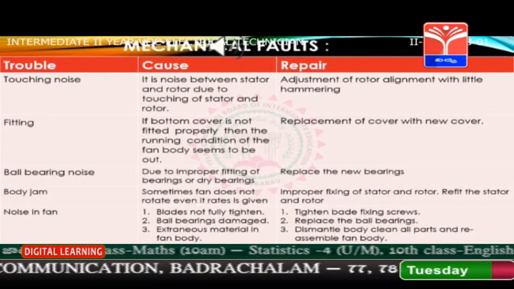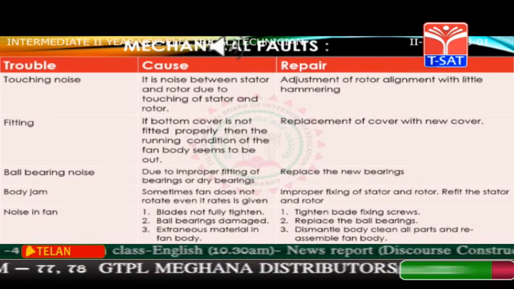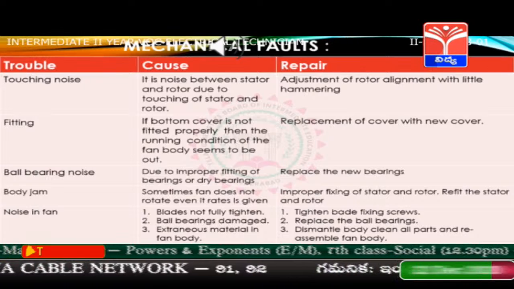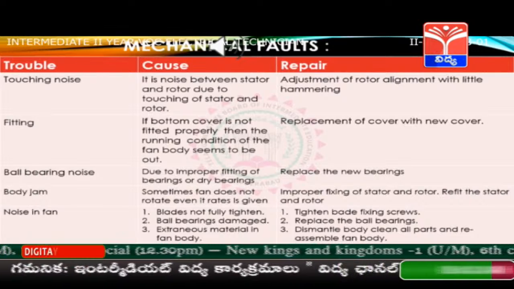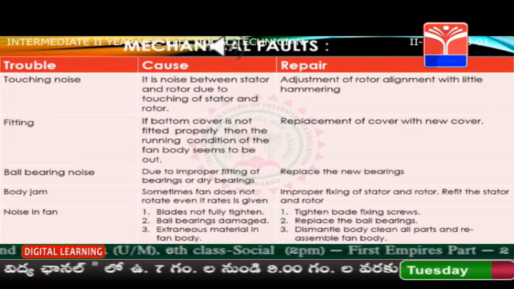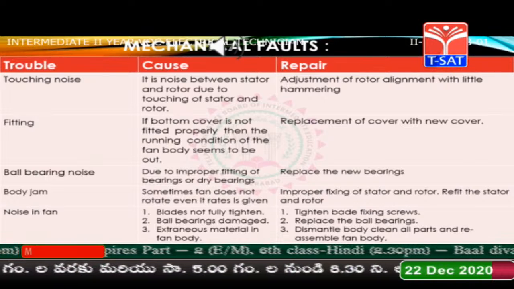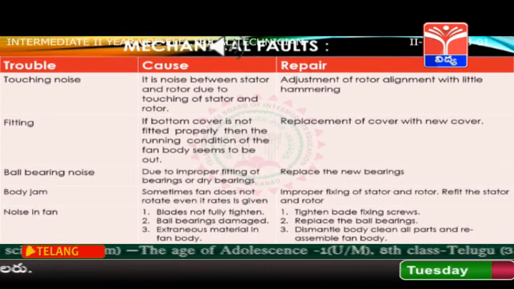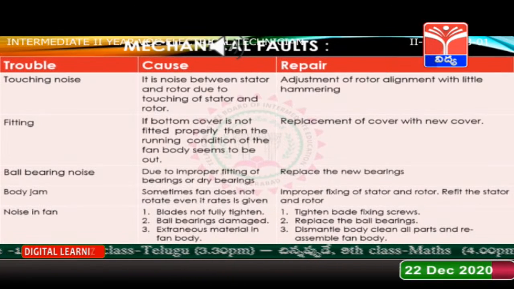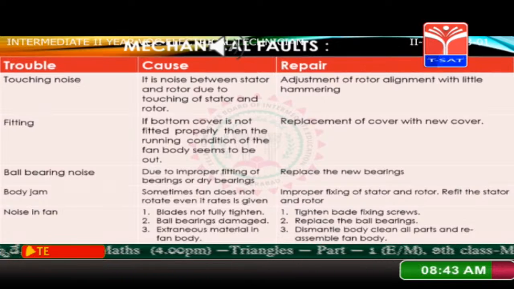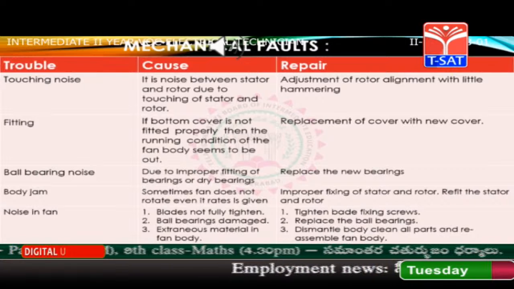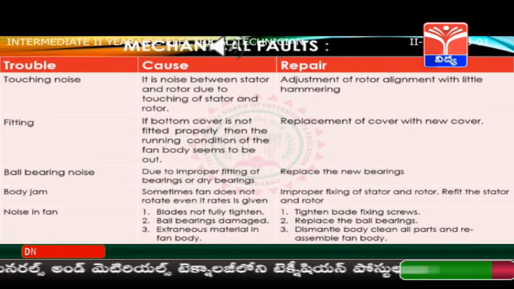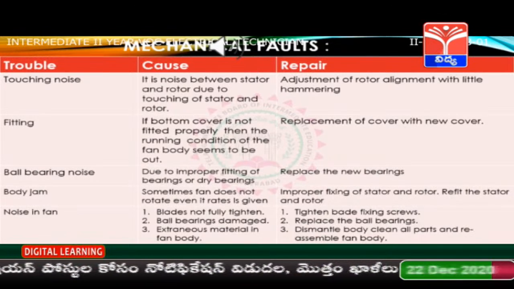The fourth one, body jam. Cause: sometimes fan does not rotate even if rated supply is given. Improper fixing of stator and rotor. Repair: refit the stator and rotor. Fifth one, noise in fan. Causes: 1. Condenser canopy connector wire touching the top surface. 2. Blades not fully tightened. 3. Ball bearings damaged. 4. External material in fan body. Repair: relocate correctly and secure. Tighten blade fixing screws. Replace ball bearings. Dismantle body, clean all parts and reassemble fan body.